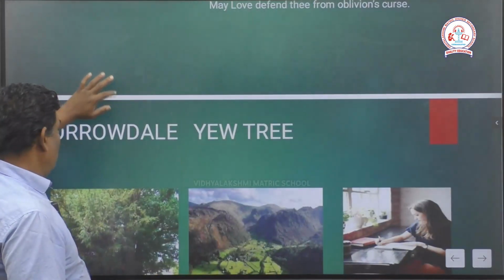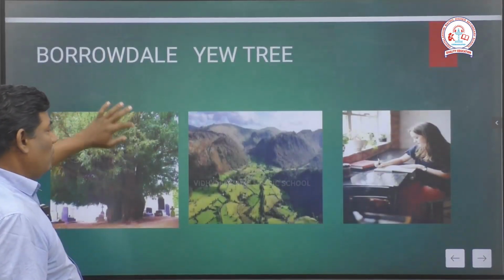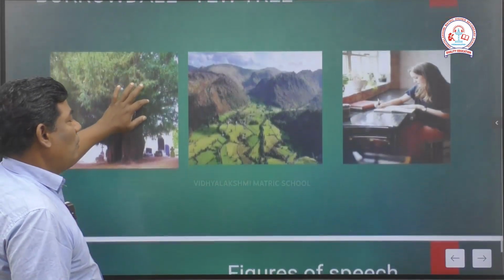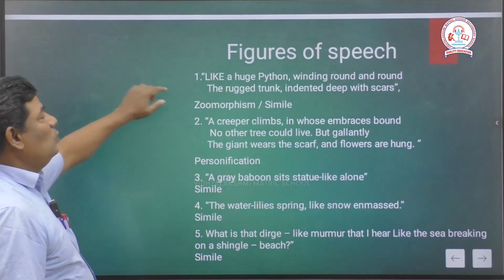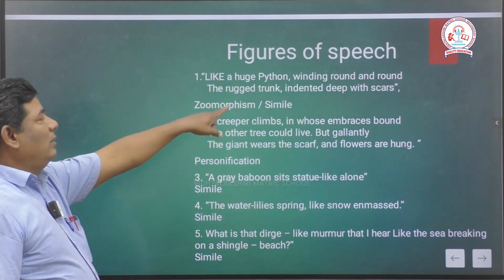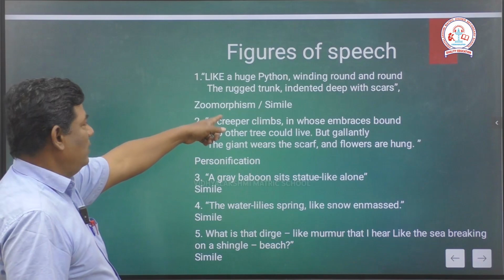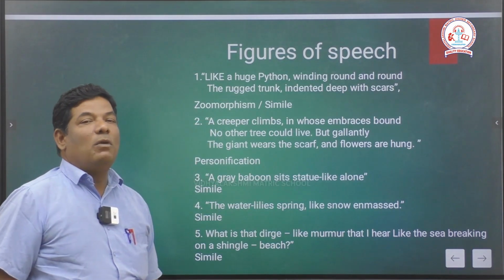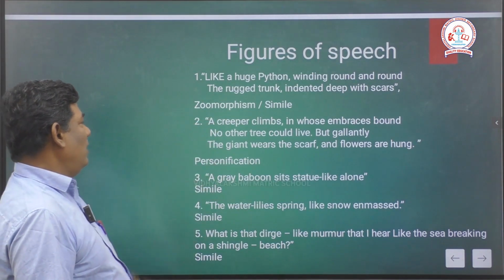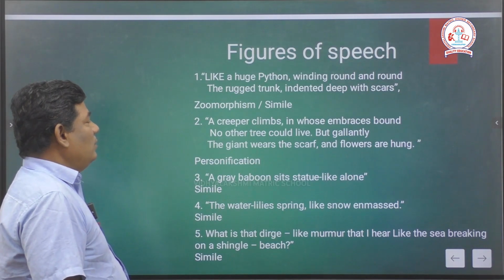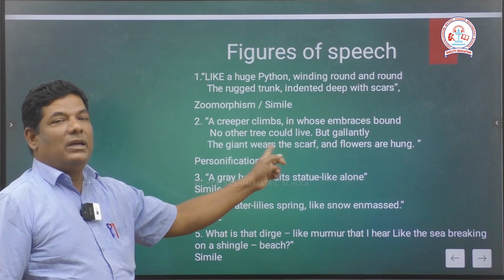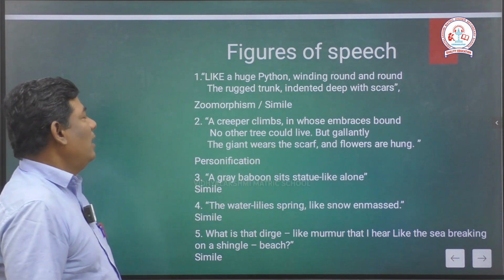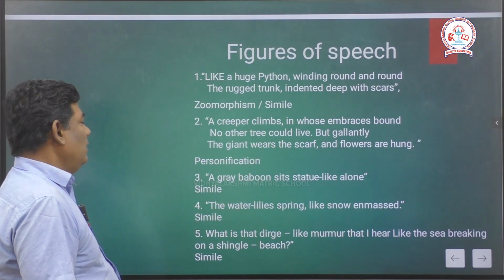Okay, I'll show you the Borrowdale, yew trees and Borrowdale, the valley of Borrowdale. The poet is writing, and figure of speech. See, like huge python, python is compared to, the creeper is compared to python. It can be called zoomorphism or simile, both the answers are right. And creeper claims whose embrace bound, giant wears is a personification. Giant wears, giant is a tree here, and it is personified, therefore personification.